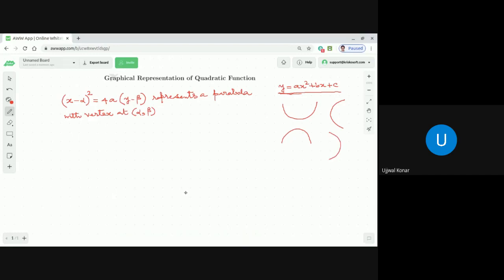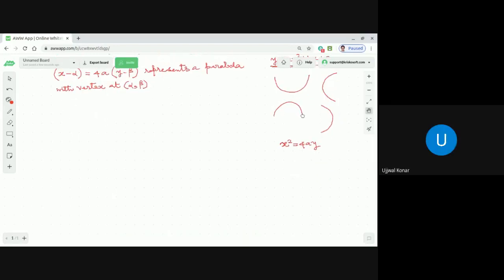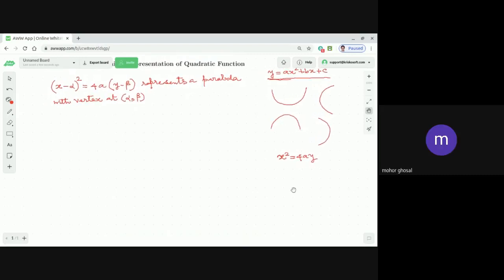Dear students, if I make alpha equal to 0 and beta equal to 0, what am I going to get? This equation now reduces to x square is equal to 4ay, correct or not? In this equation, x minus alpha whole square is equal to 4a into y minus beta. If I write alpha equal to 0, beta equal to 0, that means if I keep the vertex at the origin, then the parabola reduces to x square equal to 4ay.